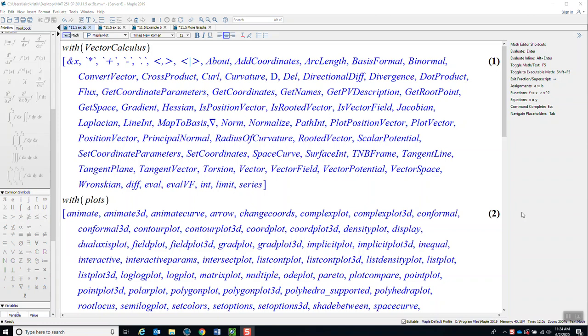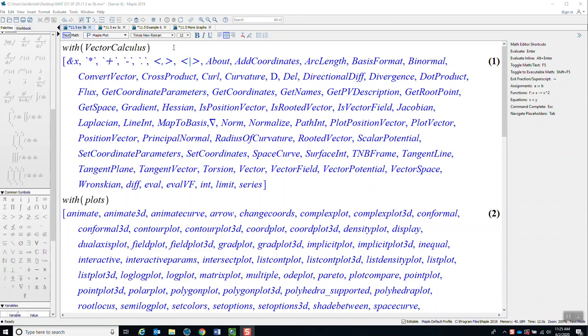This is section 11.5, part 3, where we're going to look at using Maple to graph some of these lovely three-dimensional curves that we get from vector-valued functions. First of all, anytime you want to graph a vector-valued function in your Maple document, you're always going to want to start with two commands.